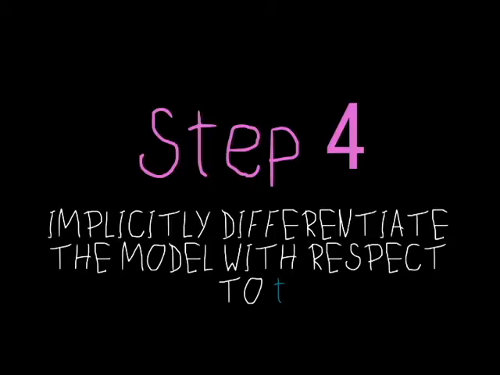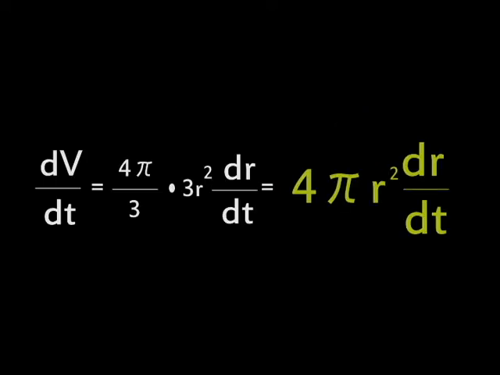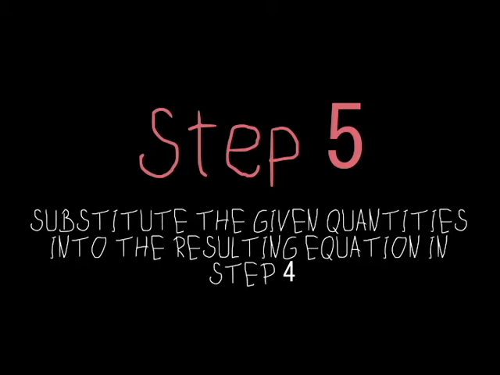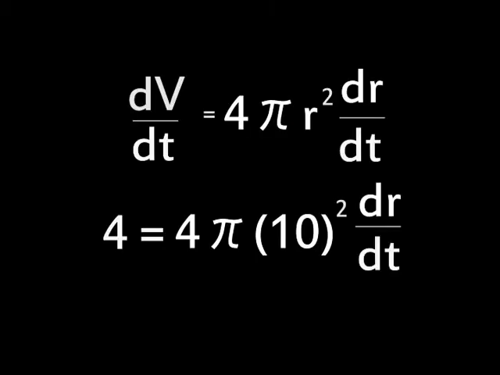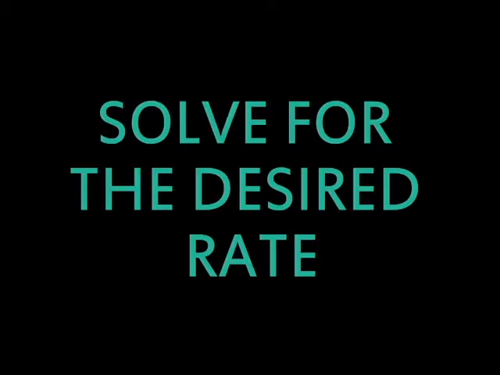Step 4. Implicitly differentiate the model with respect to t. We're going to have the derivative of V with respect to time is equal to 4 pi R squared multiplied to the derivative of R with respect to time. Step 5. Substitute the given quantities into the resulting equation in step 4 to find the desired rates. Using the given quantities, we have 4 is equal to 4 pi multiplied to 10 squared times the derivative of R with respect to time. Solve for the desired rate.